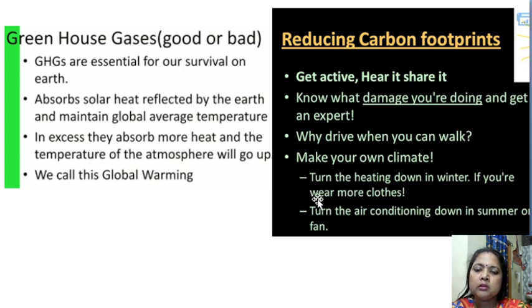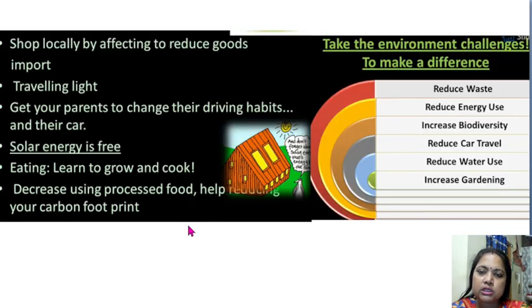Okay, so then next is shop locally, by affecting the reduced goods import. Then traveling light: get your parents to change their driving habits and their car. Then solar energy is free, we know why we will not use that. Okay, then eating: learn to grow and cook. Then decrease using processed food, which helps your carbon footprint.